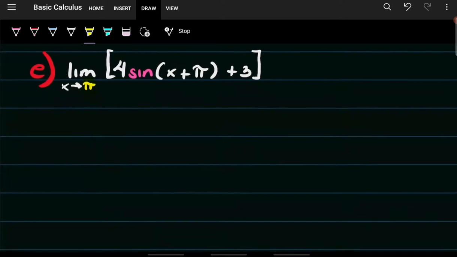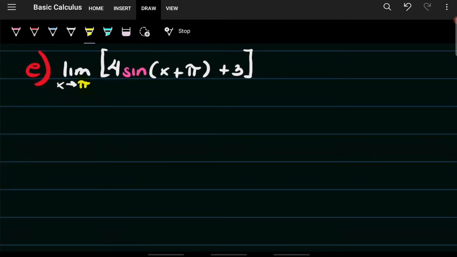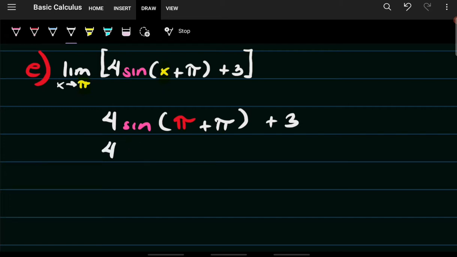Alright, so let's double check our solution. Let's start with direct substitution, guys. This is variable x, so let's plug in pi. This will give us 4 sine of pi plus pi, and then plus 3. Pi plus pi is equal to 2 pi. So that is equal to 4 sine 2 pi, and then copy the remaining term, plus 3.